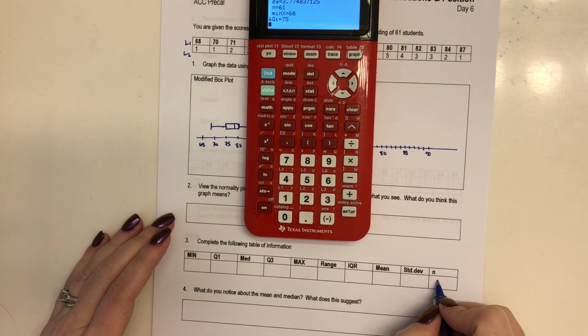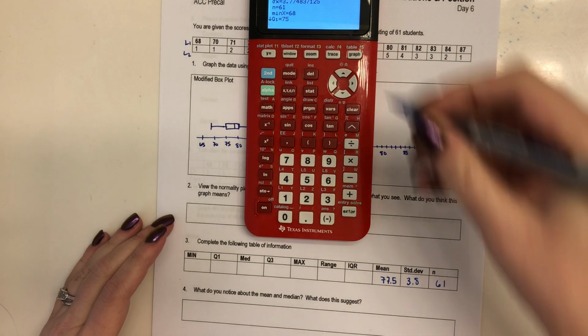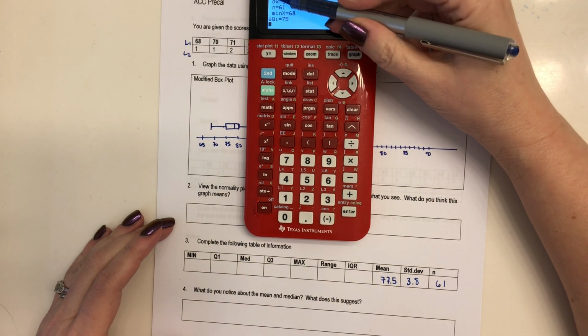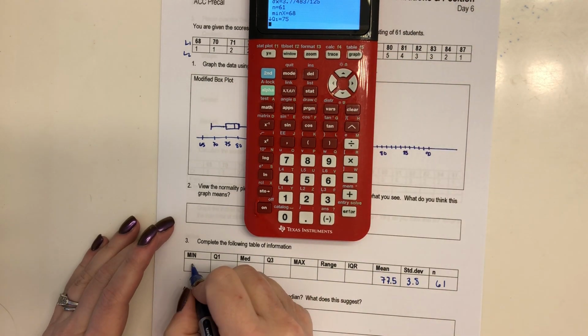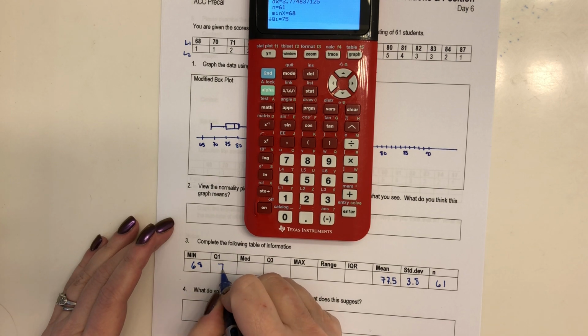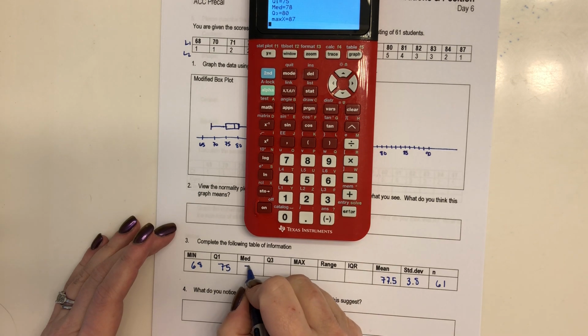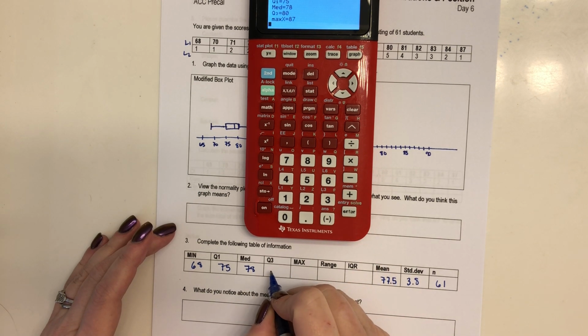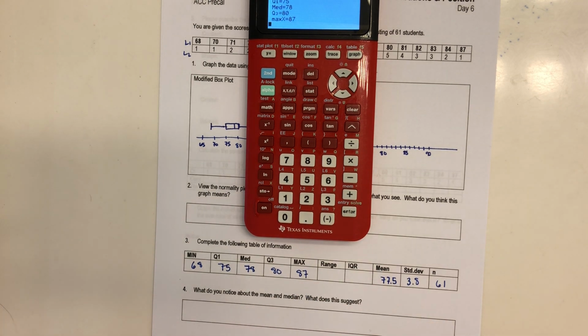So let's see here, my sample size is 61. My mean is 77.5. I have a standard deviation of 3.8. Now I'm using the sigma one, which is down here, not the S with a little X next to it, but I'm rounding. Then I've got my minimum, that's 68. I've got 75 for my Q1. I'm going to use my down arrow. Median is 78. My Q3 is 80. My maximum is 87. So notice I'm getting all of that off of there.